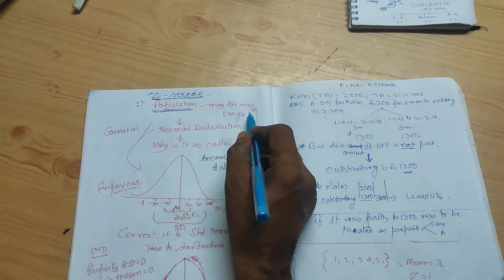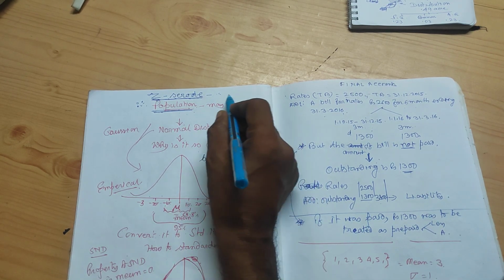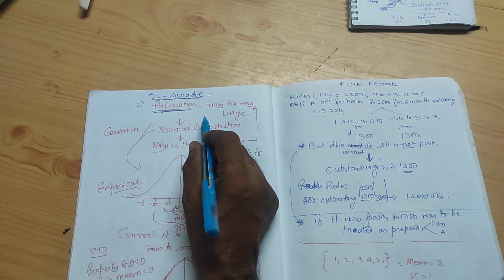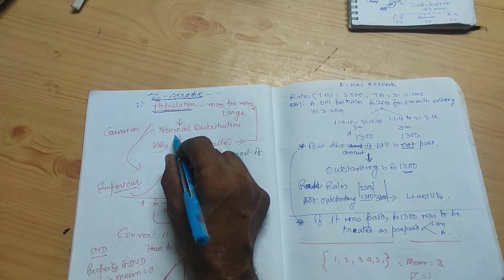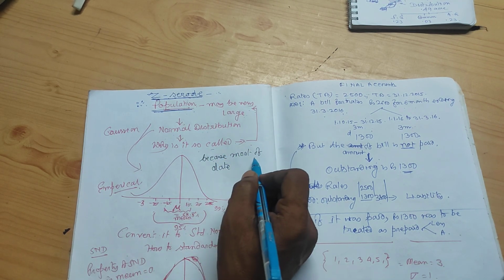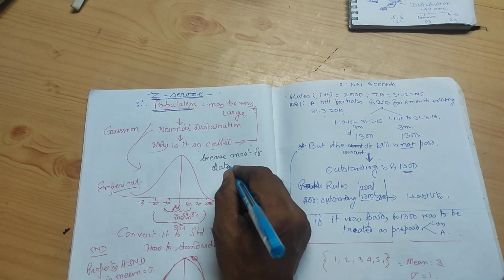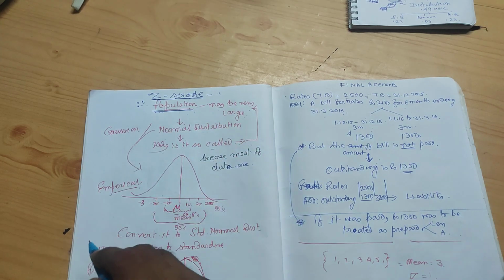Population may be very large. And if the population is very large, we can get a distribution that is called normal distribution. Why is it so called? Because most of the data are concentrated, accumulated at the middle area of the distribution. That is why it is called normal distribution.